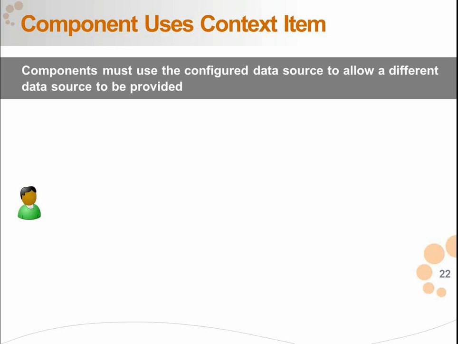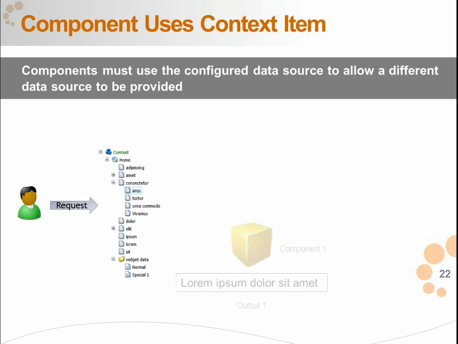So we have a user, and they make a request to the website. Sitecore takes that request and maps it onto an item in the content tree. Let's say we've mapped onto this particular item right here. For my component, every component gets access to that context item. Sitecore makes it very easy to gain access to that particular item that was requested. And quite often this is where developers stop.